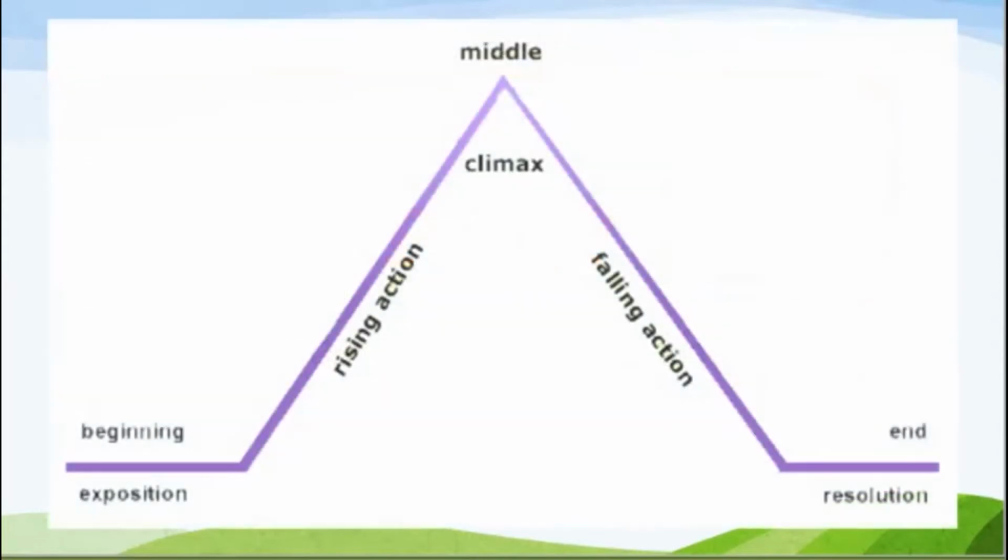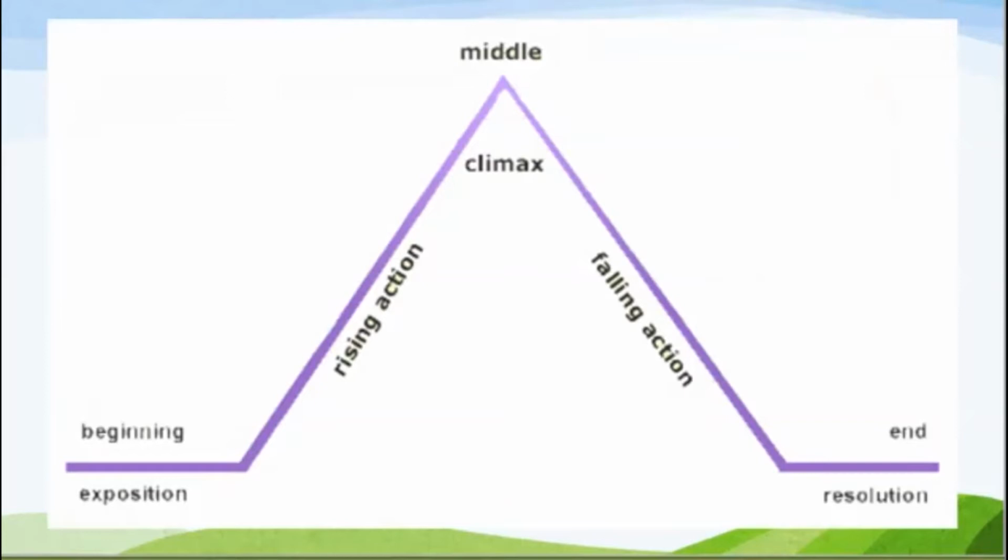So there are different parts of plot. Now we have the first one, which is the beginning or the exposition. Second, the rising action. Third, the middle or the climax. Fourth is the falling action. And the fifth one is the ending or the resolution. So try to observe the diagram, right?